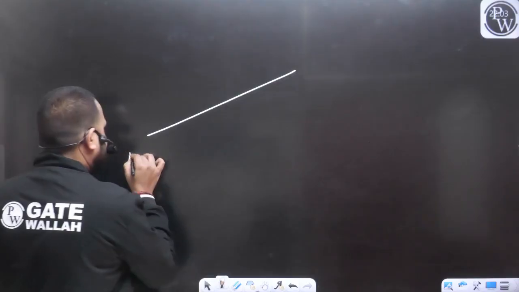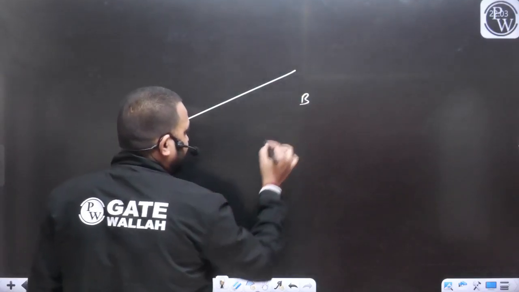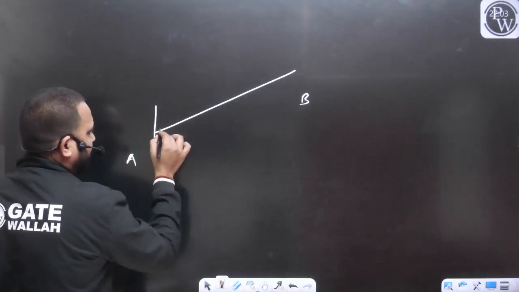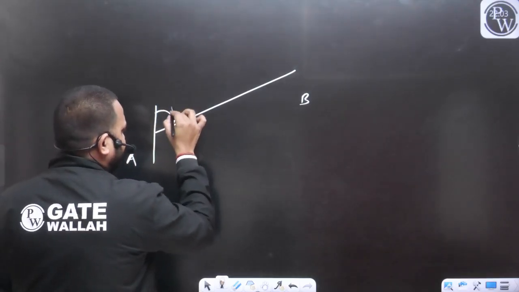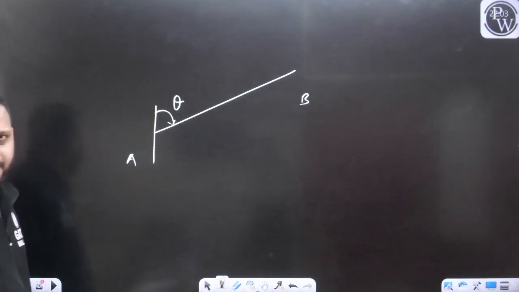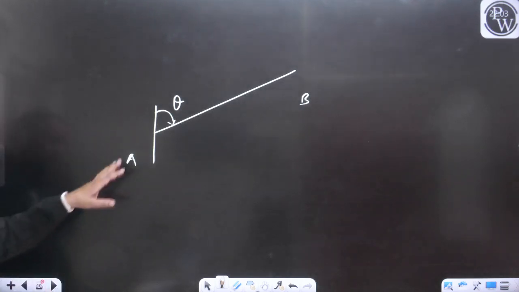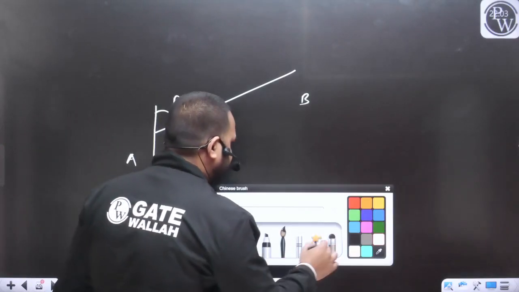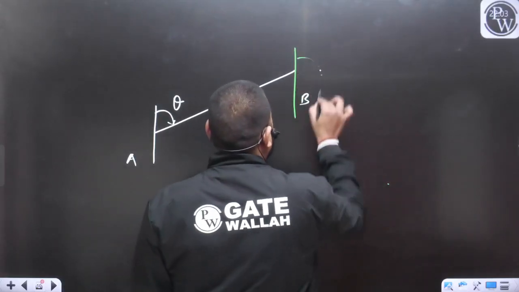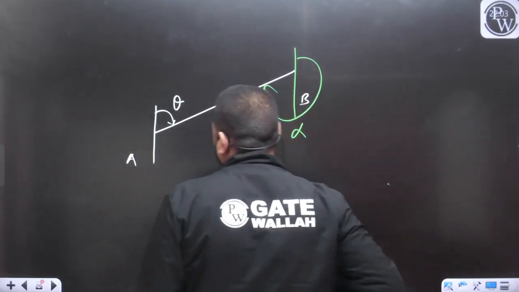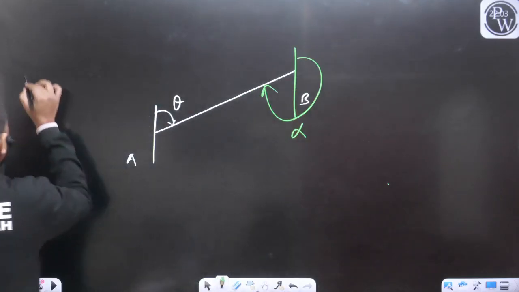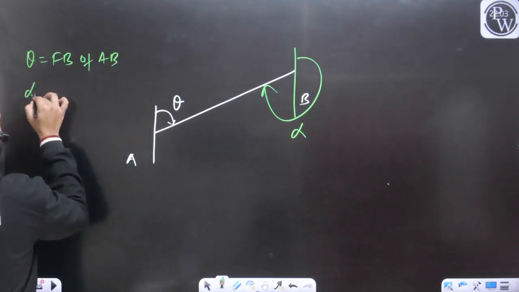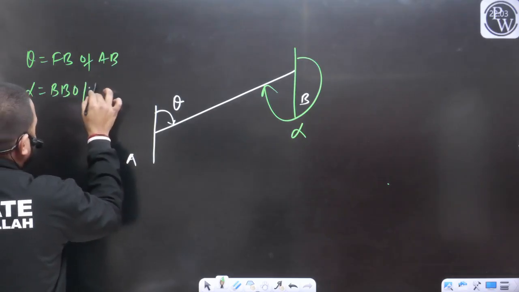For example, this is the line AB. From where we are measuring, the fore bearing is from here. Let's say this fore bearing is theta. Let's say theta is the fore bearing of the line AB and alpha is the back bearing of the line AB.